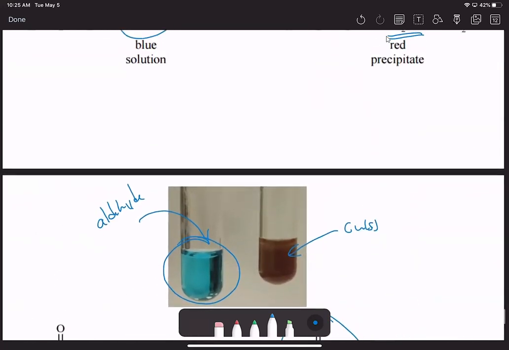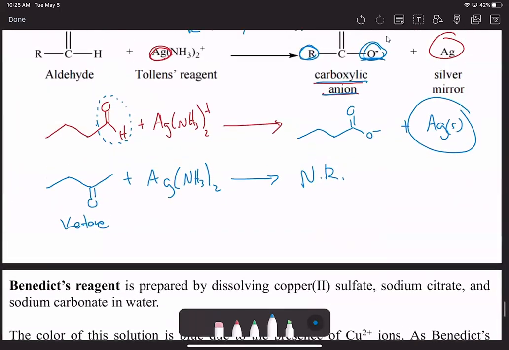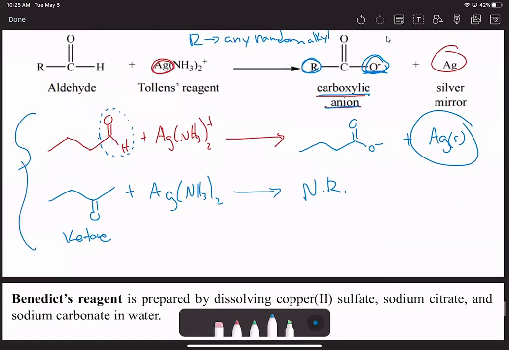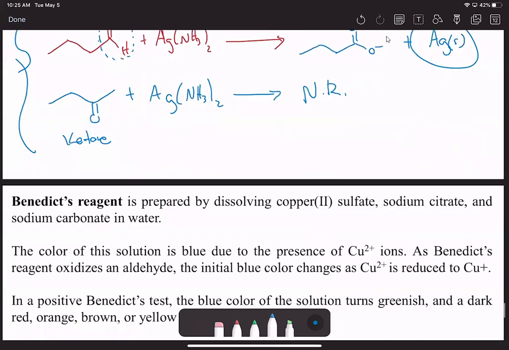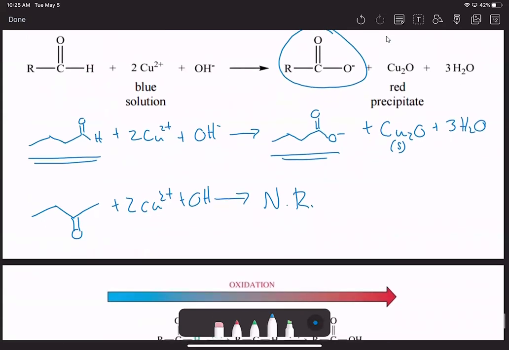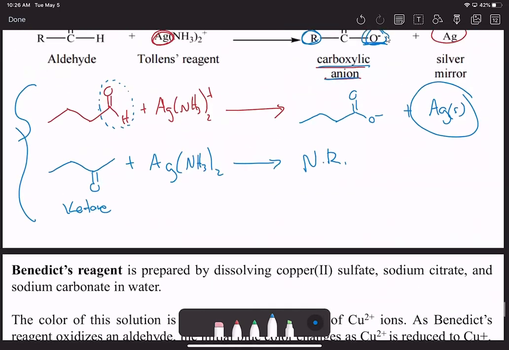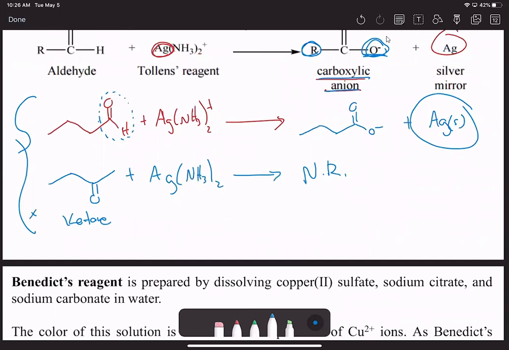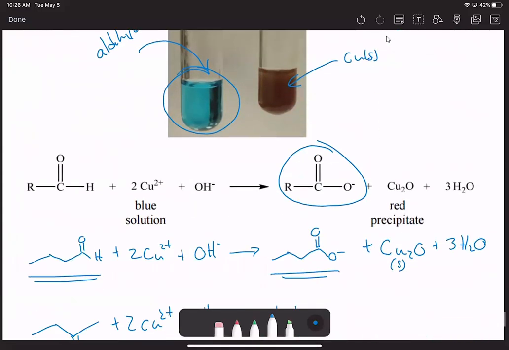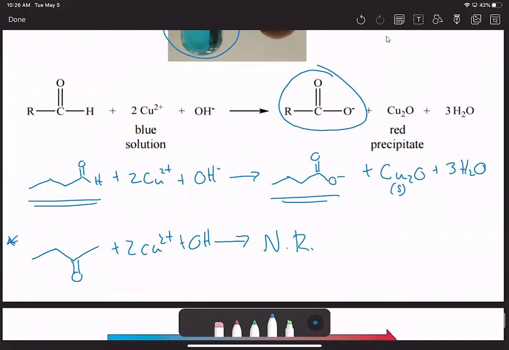Use these as templates. You have some homework due this week, and we're going over Tollens reagent. It's the very last homework problem that you guys have, and use this as a template to answer both of those questions regarding writing some reactions. What happens when we use a ketone, and what happens when we use an actual aldehyde for these reactions.